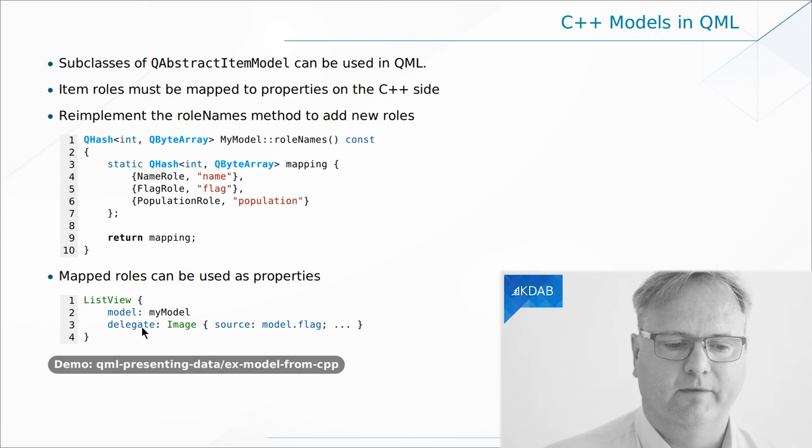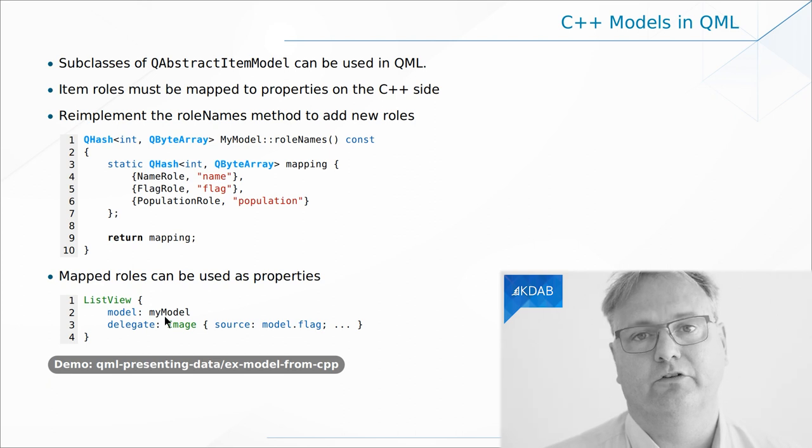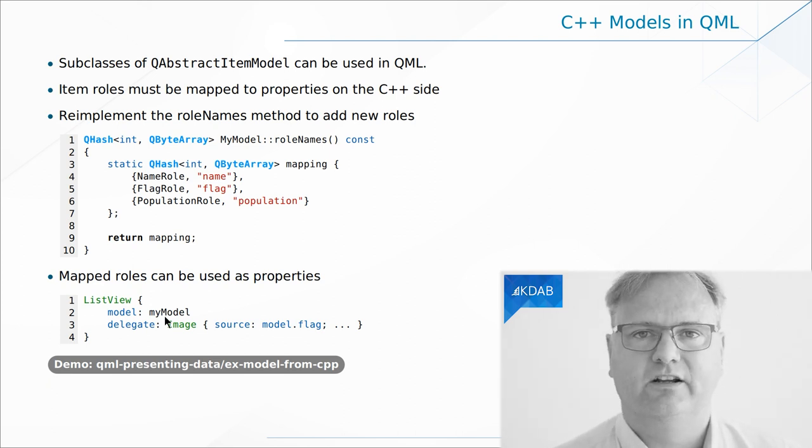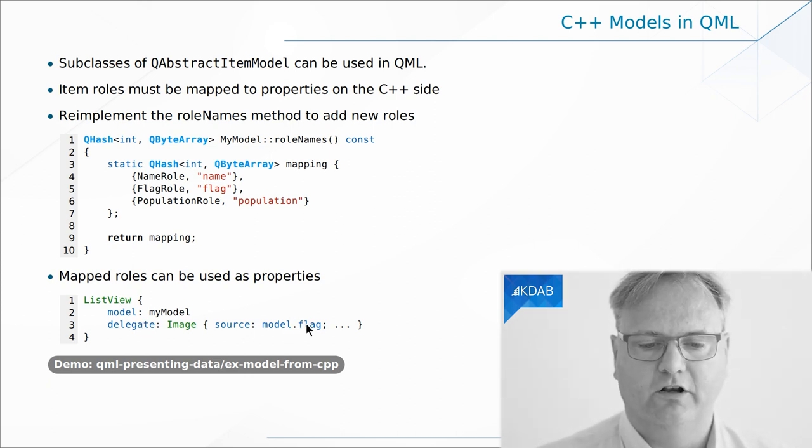And now on the QML side, you would simply use a list view just as you did with the models that we had on the QML side. Model: my model, or well, I guess it should have been called underscore my model, because now it comes from the C++ side. The delegate that you set up for your view, in here you will be referring to model.flag. Flag, that's this name that we have up there.